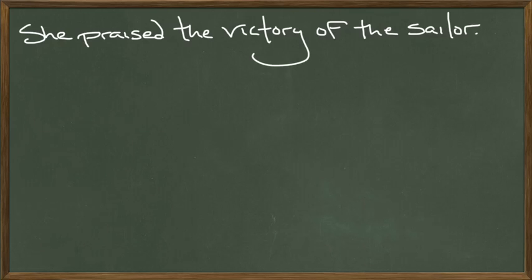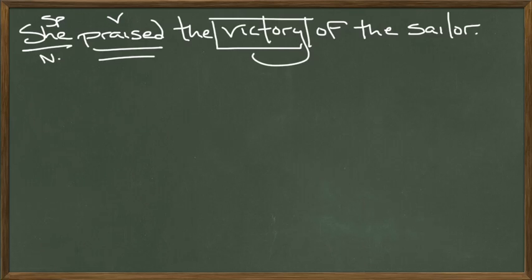First thing we're going to do is parse this sentence. We're going to identify every word in here. So she, subject of the sentence, it's a subject pronoun. It's in the nominative case. What's she doing? She's praising. Always underline the verb twice, or at least I do. What did she praise? She praised the victory. The victory received the action. It receives her praise. So it's the direct object, and in Latin it goes into the accusative case.